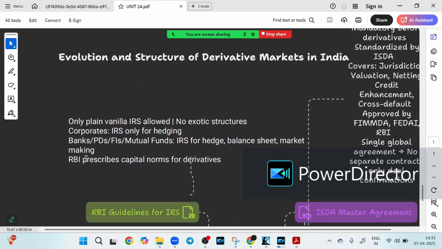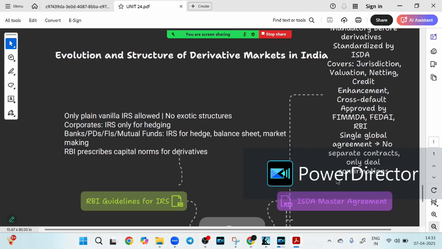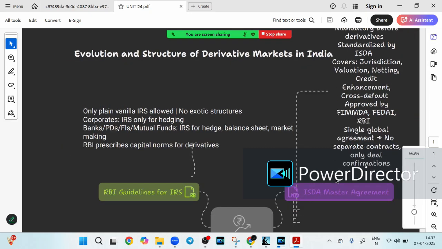Now let's end our discussion. Remember, FRA is the calm in the storm. It locks in certainty for what is coming next. Now friends, derivatives might sound complex, but in India they have been crafted with clarity and control, right? Thanks to ISDA and RBI guidelines, keeping it clean and clear.